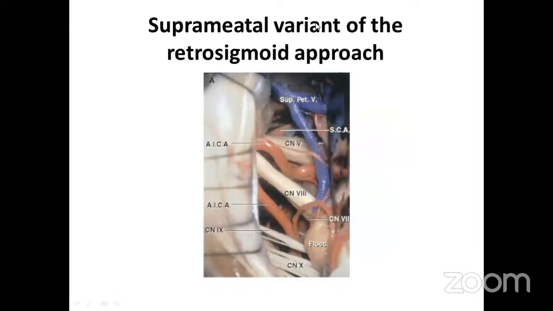This is the suprameatal variant of the retrosigmoid approach. So when we do a standard retrosigmoid approach, we see the trigeminal nerve superiorly and the cranial nerves 7th and 8th inferiorly. The lower complexes are barely visible. So if we want to go into the inferior complex, we have to go down more. We have to take a more inferior approach.